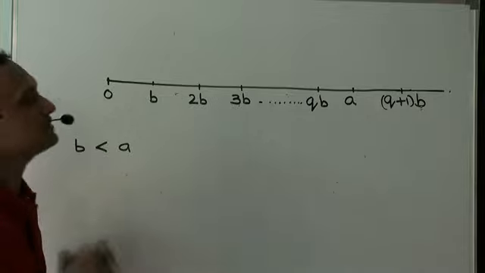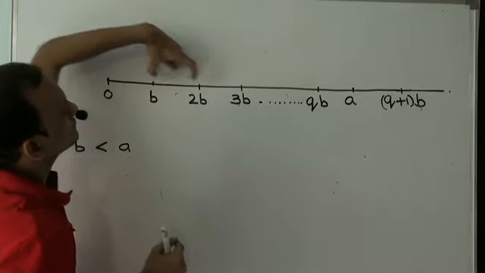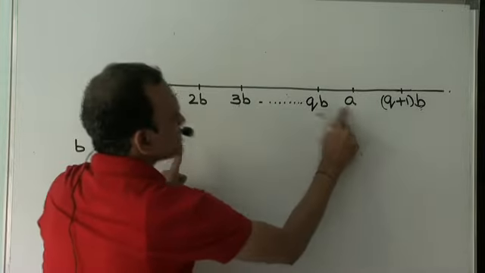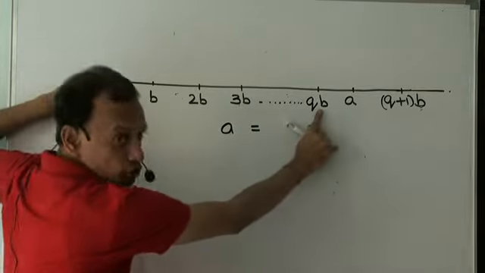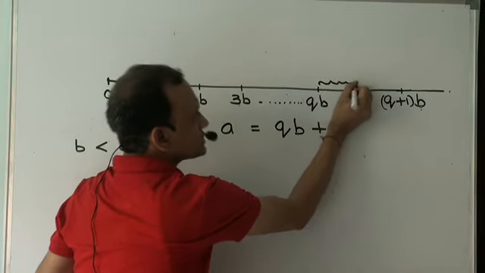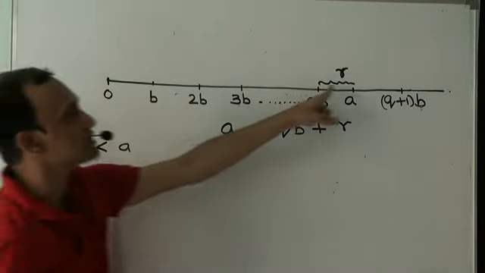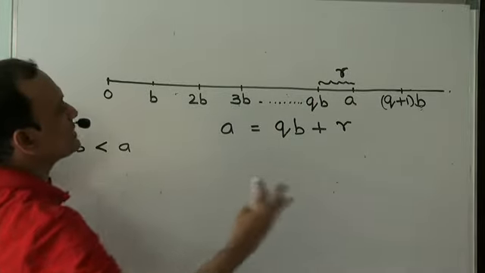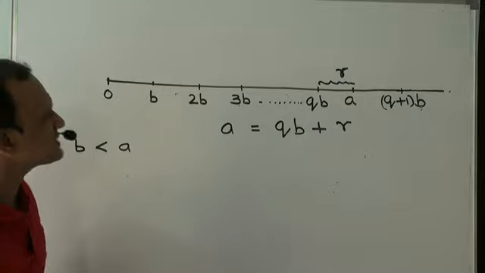Essentially what it means is that when you divide a by b, there is a b here, another b here, another b here, another b here. Essentially, this number a has a full qb included, plus this additional number r, which is referred to as the remainder. That is what it means. Geometrically speaking, Euclid's lemma is represented as such. a is qb plus r. Make sense to you? Right?